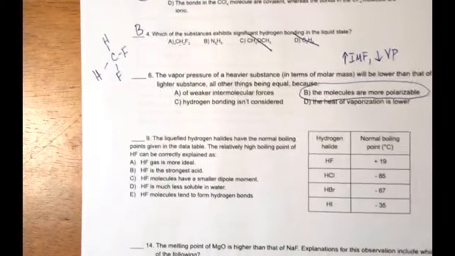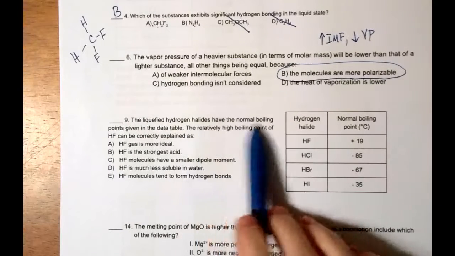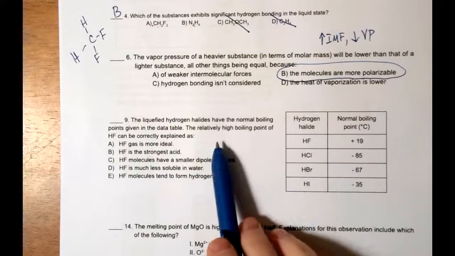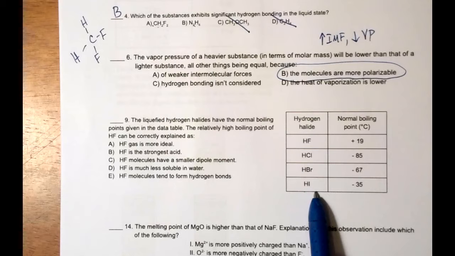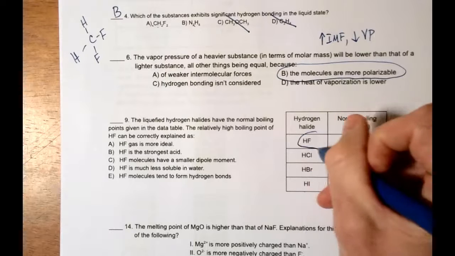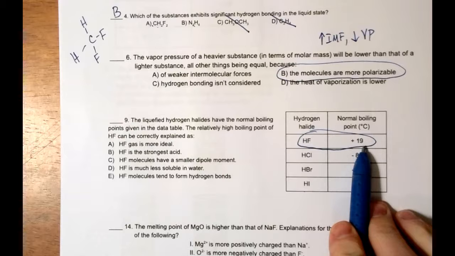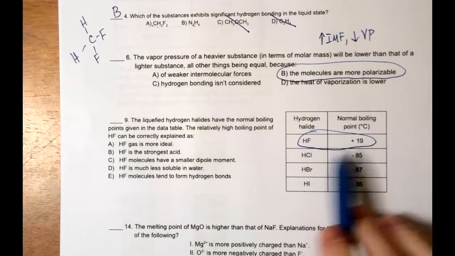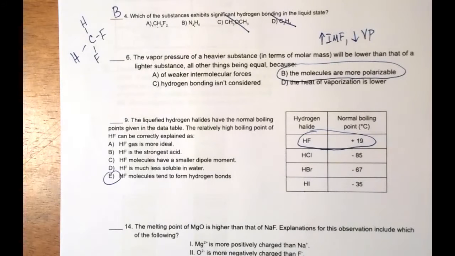So number 9, the liquefied hydrogen halides have their boiling points given. The high boiling point of HF. So all 4 of those are polar. They can all dipole-dipole. They all have LDF. But we notice HF has the greater boiling point by far. And the reason for that is HF can form hydrogen bonds and the others cannot.